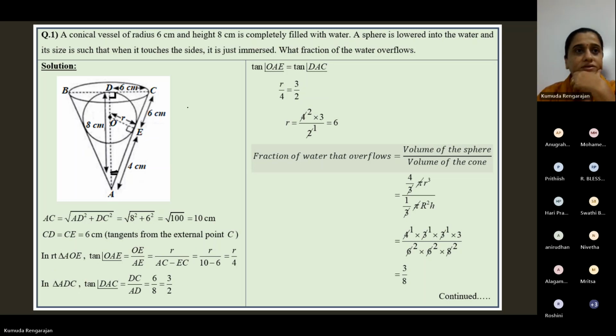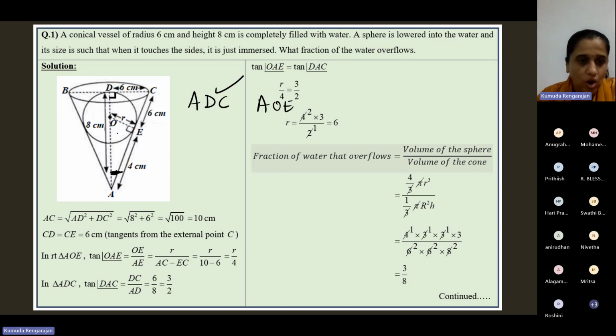Correct? We have one right triangle ADC and another right triangle AOE. Now these two right triangles have a common angle. This is the common angle. This common angle is called DAC for this triangle, and the same angle is called OAE or EAO for this small triangle.